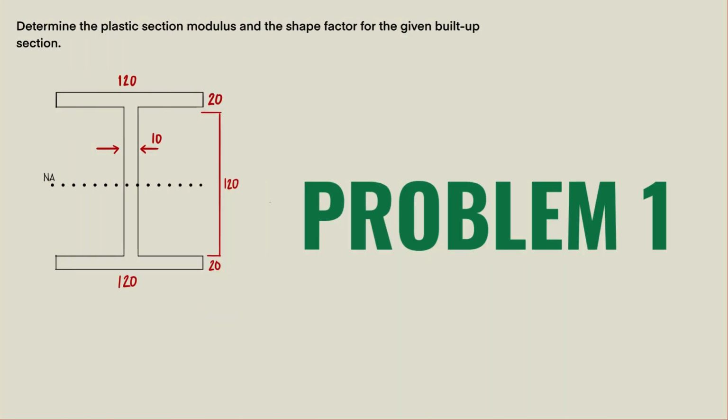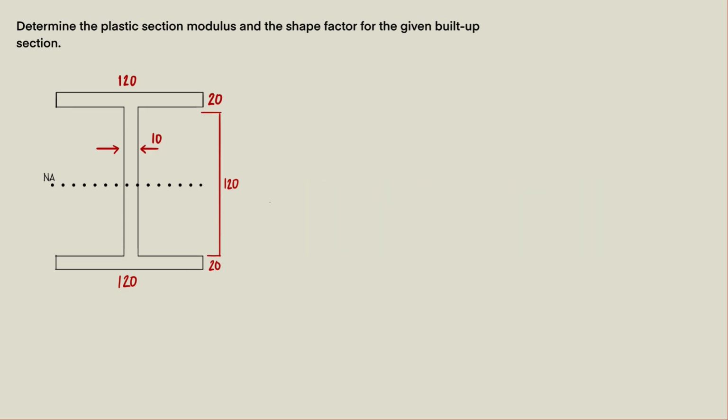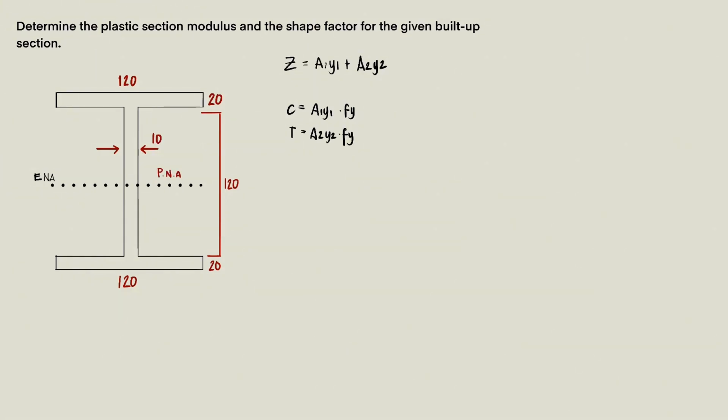For problem number 1, determine the plastic section modulus and the shape factor for the given built-up section. The plastic section modulus is Z equals A1 Y1 plus A2 Y2. The value of C is equal to A1 Y1 multiplied by Fy. Next, the value of tension is equal to A2 Y2 multiplied by Fy.